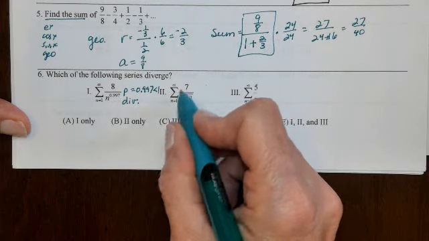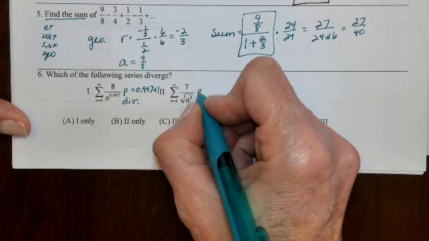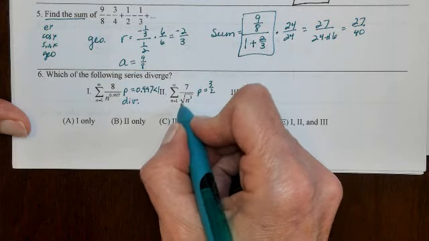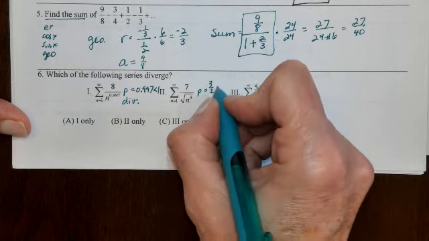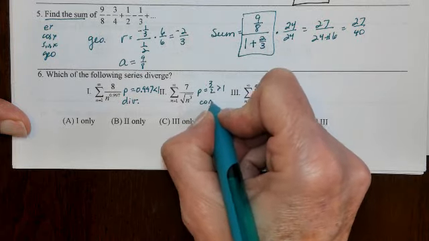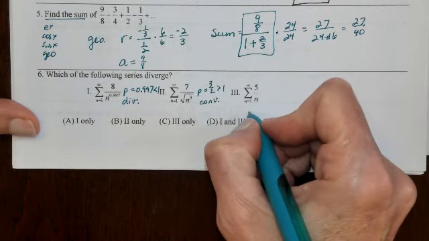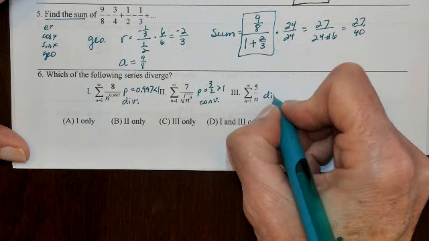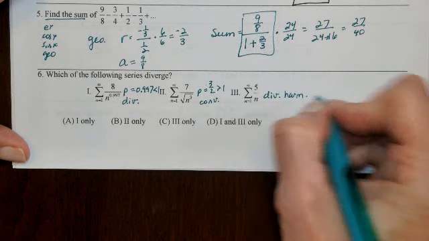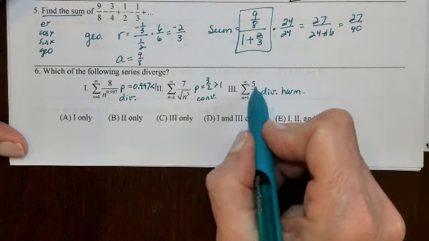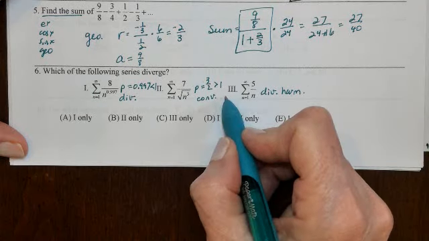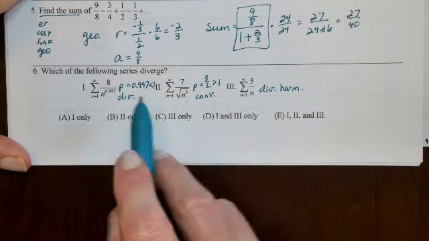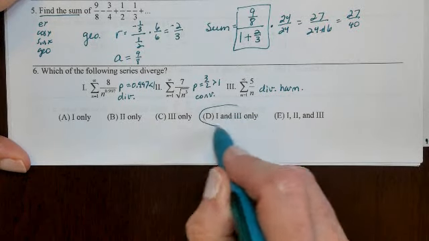This is also a P series. P is equal to 3 over 2, because that square root is a 1/2 power, right? So 3 over 2, which is bigger than 1, so this series converges by the P series test. This is the harmonic series, which diverges. Again, the 5 doesn't matter. Take it out. So diverging, harmonic. So which diverge? 1 and 3 diverge.